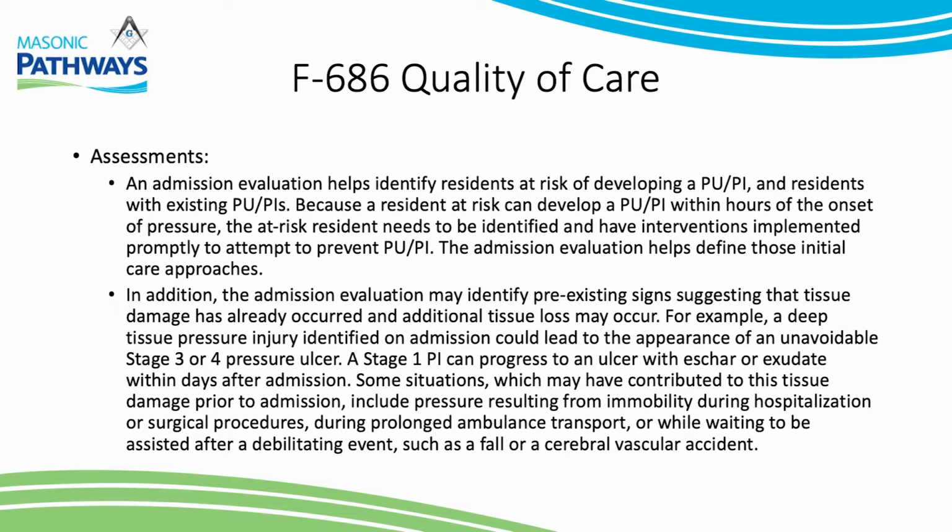In addition, the admission evaluation may identify pre-existing signs that suggest tissue damage has already occurred, and additional tissue loss may occur. For example, if a deep tissue injury is identified on admission, that can lead to the appearance of an unavoidable stage 3 or stage 4. We don't know what's underneath that deep tissue injury. And a stage 1 can progress to an ulcer with eschar or exudate within just days after admission.